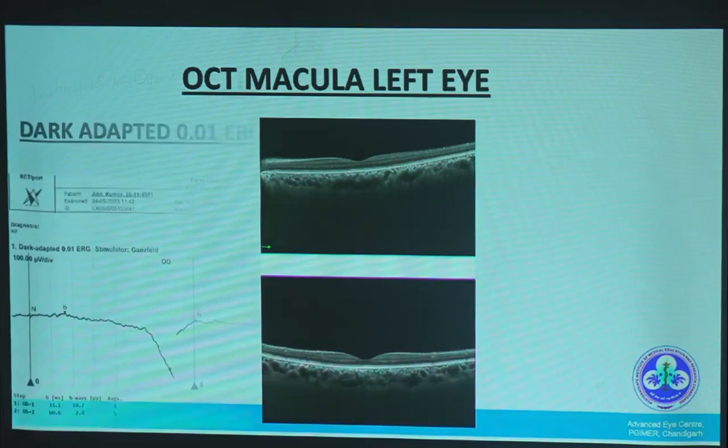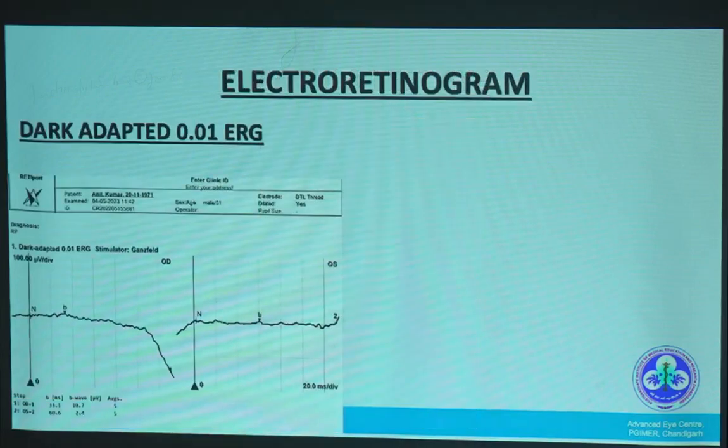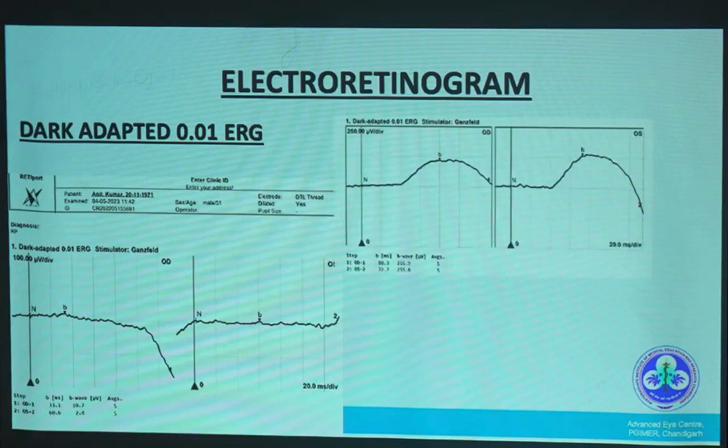So again you go to electrophysiology. This is the dark adapted 0.01 ERG that you get. Again no B wave. So the patient is not lying to you. He does not have rod function present. All right. This is what a normal B wave would look like. So this is what your normal should be like.